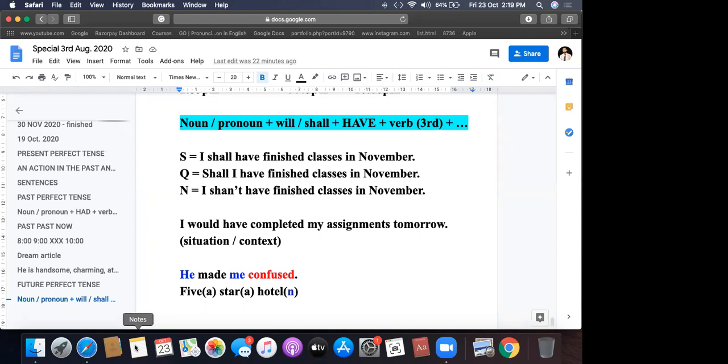We will have ridden the bike fast. Will we have ridden the bike fast? We won't have ridden the bike fast. Next. We will have cut the cake. Will we have cut the cake? We won't have cut the cake.